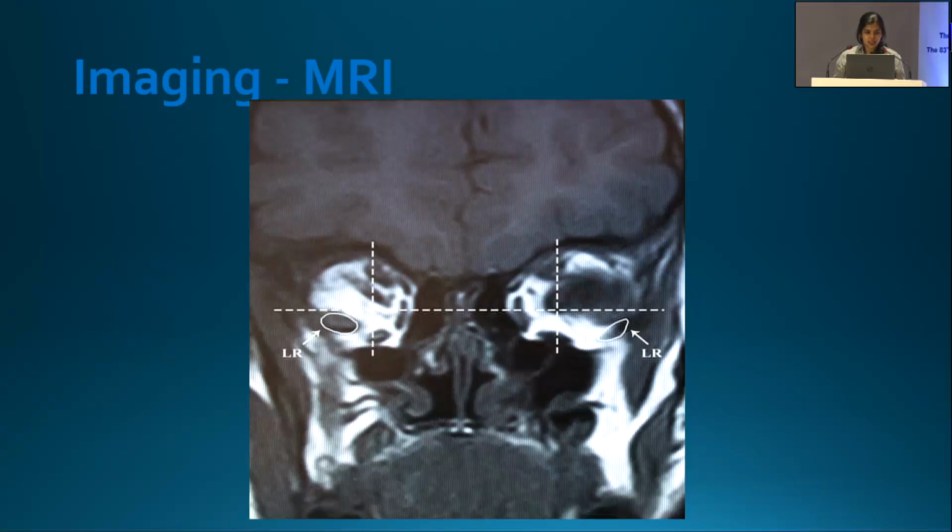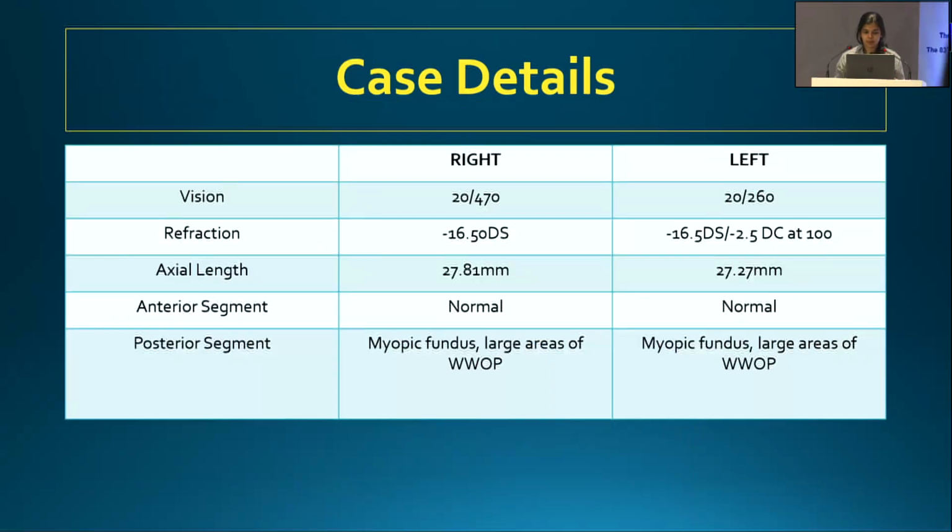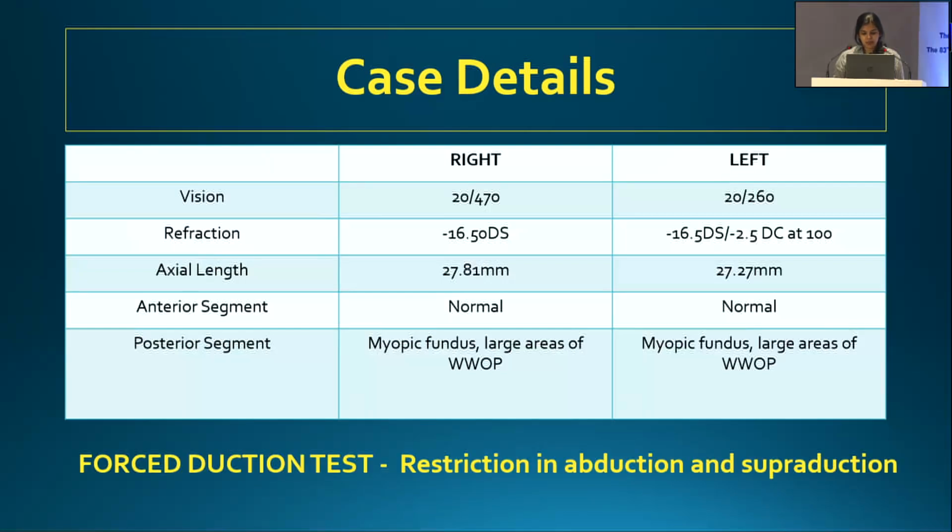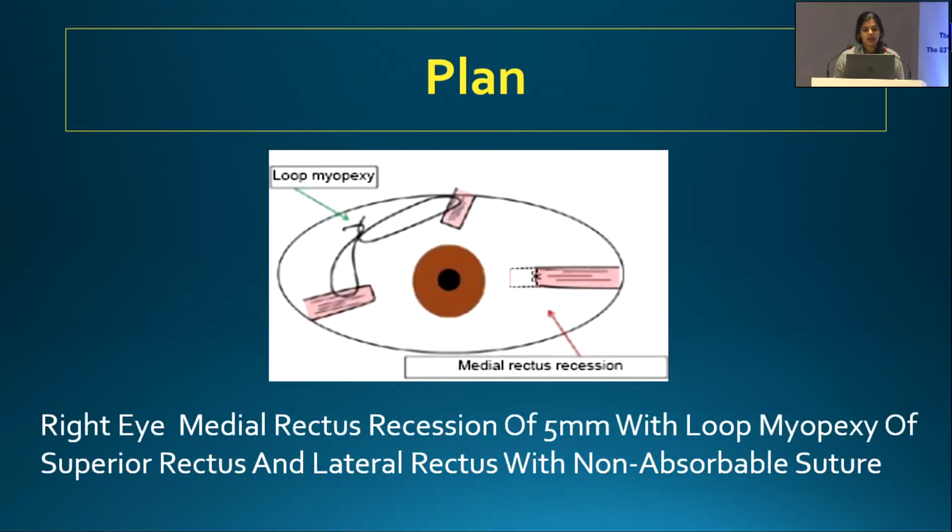Imaging was done and MRI showed inferior shift of the lateral rectus and nasal shift of the superior rectus. The patient had subnormal vision in both eyes. Examination under anesthesia revealed a high myopic refraction, high axial length, anterior segment normal, posterior segment with myopic fundus. On-table force duction revealed a tight medial rectus. Hence, right eye medial rectus recession of 5 mm with loop myopexy of superior rectus and lateral rectus with non-absorbable suture was planned.